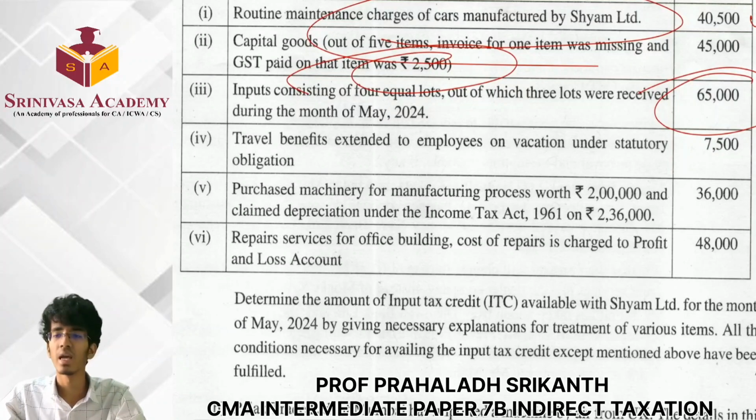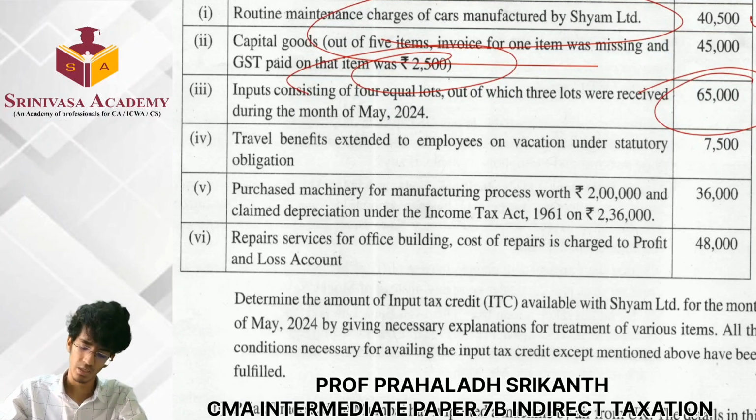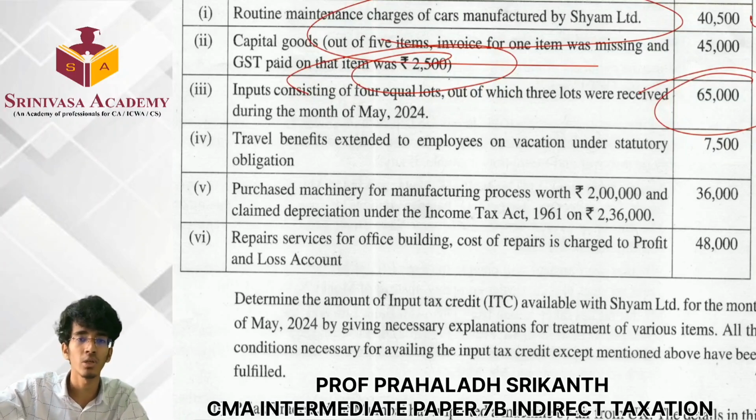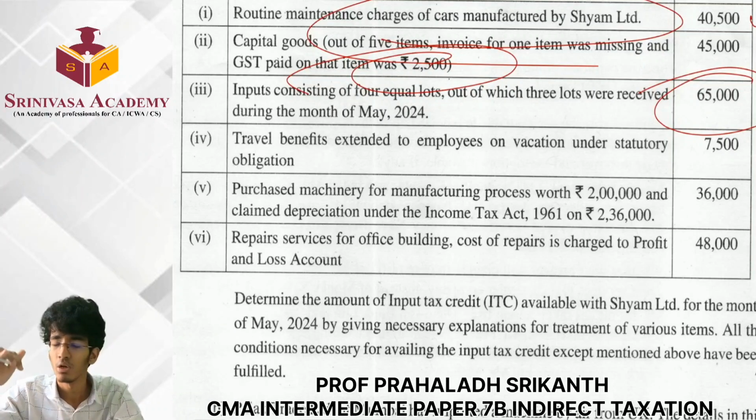Travel benefits extended to employees on vacation, and the statutory obligation. They have given some travel benefits. As it is under statutory obligation, ITC can be claimed. ITC can be made available. But if it is not under statutory obligation, ITC is not available. ITC is blocked as per section 17, subsection 5.